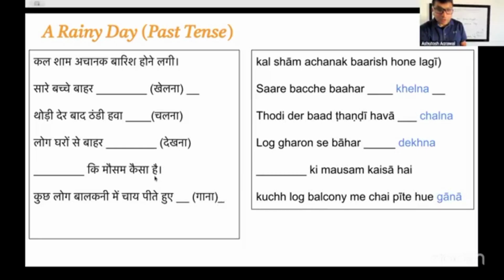Beautiful. It's a complex sentence. What essentially is happening is there are two sentences. They are combined using the conjunction कि. So after that, then this happened. That's right. So what does it mean? Log, people came out of the घरों, house. No, घरों से बाहर, outside the house. देखना, see, is they started looking or watching outside the house.